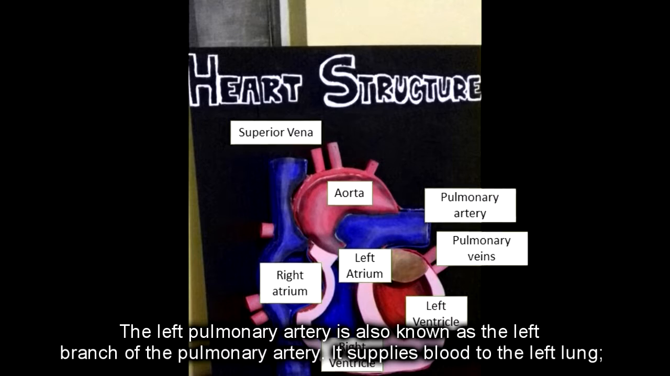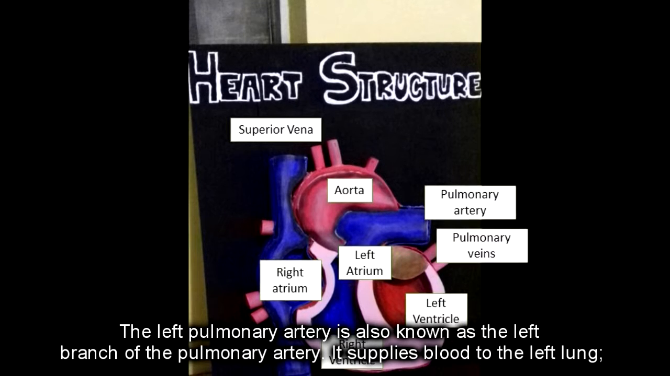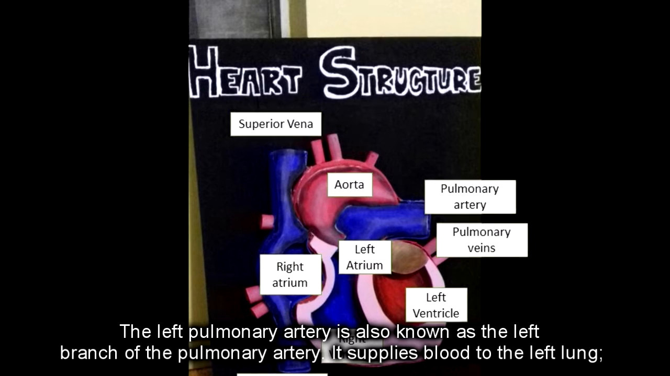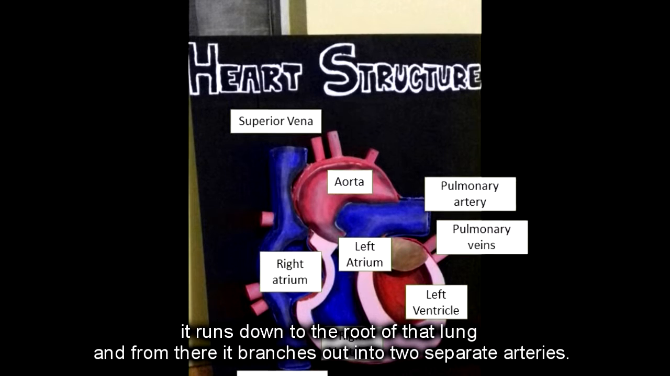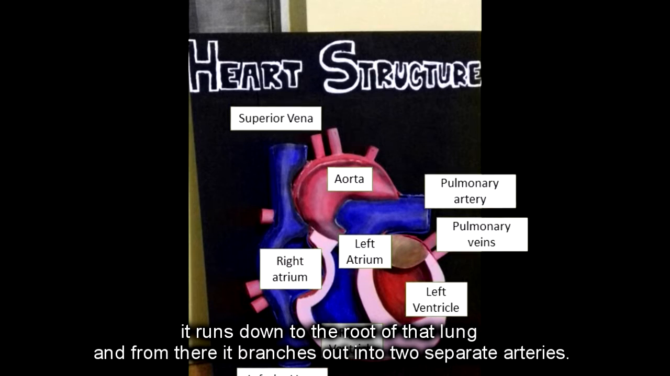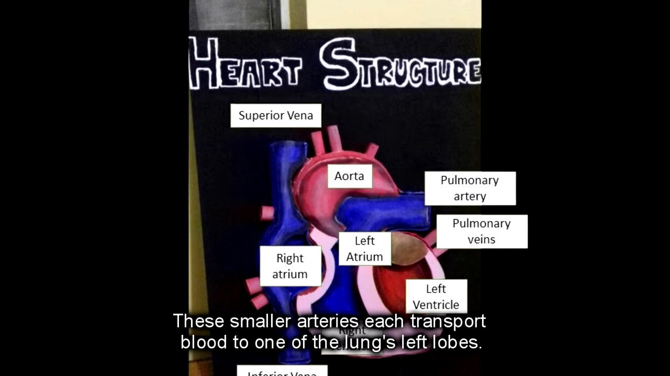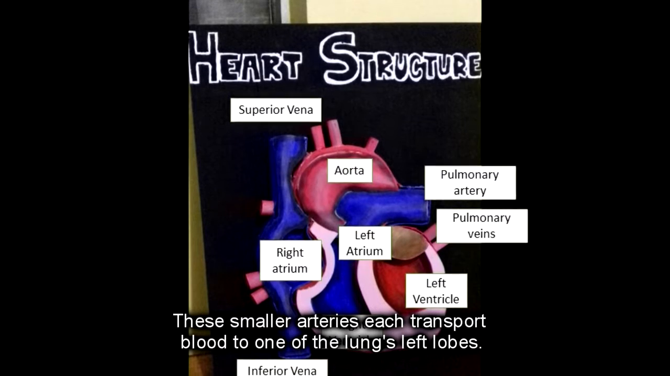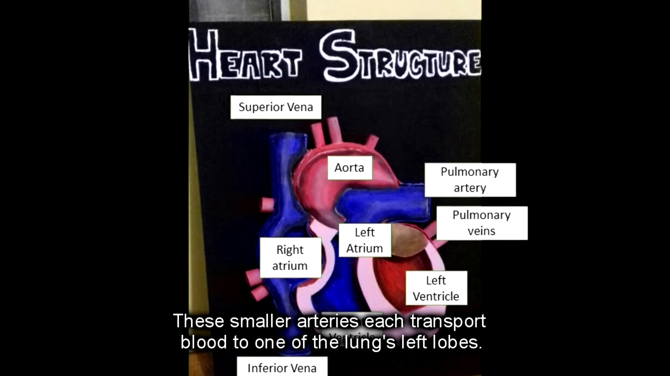The left pulmonary artery is also known as the left branch of the pulmonary artery. It supplies blood to the left lung. It runs down to the root of the lung, and from there it branches out into two separate arteries. These smaller arteries each transport blood to one of the lung's left lobes.